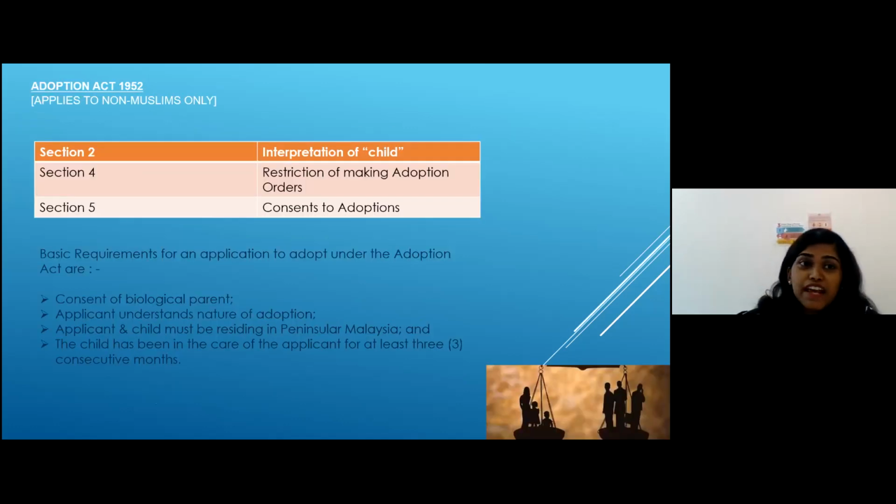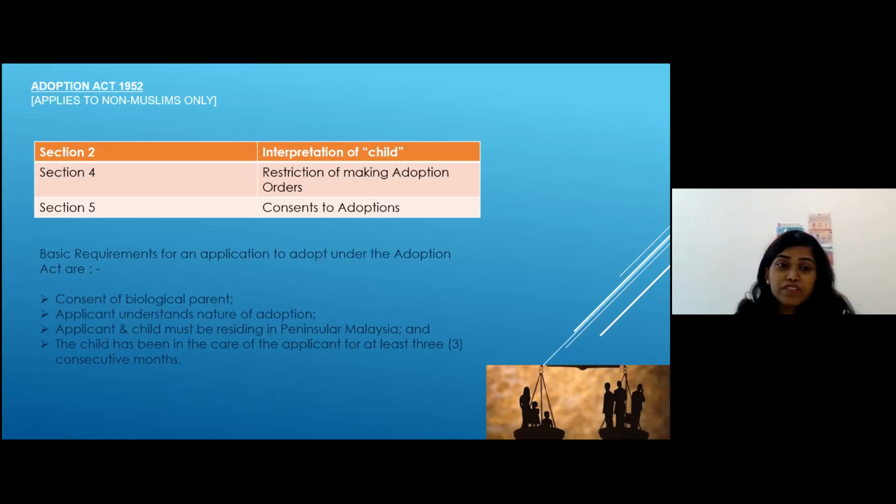This is the Adoption Act 1952. The Adoption Act 1952 is only applicable to non-Muslims, where Section 2 is the interpretation of a child, Section 4 is on the restriction of making adoption orders, and Section 5 is for the consents to adopt. Basically, if anyone wishes to adopt a child, they have to fulfill certain requirements and make an application first under this Act.